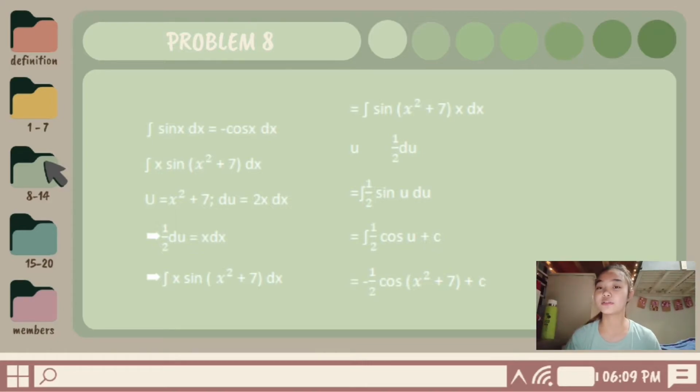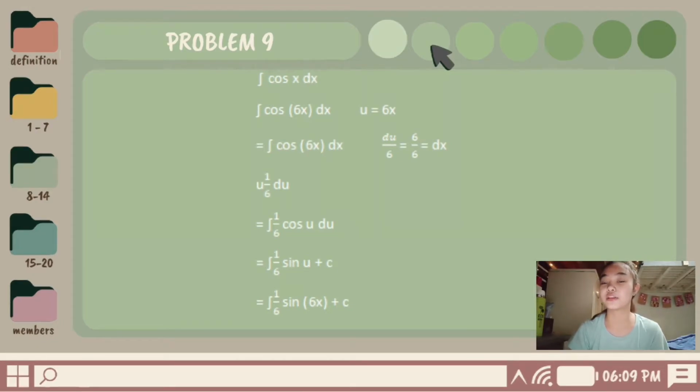Next, take the constant out and it will be 1/2 multiplied by the integral of sine of u. Since we all know that the integral of sine x will always be negative cosine x, our final answer will be negative 1/2 cosine of the quantity x squared plus 7 plus c, since we have to take back the original inside function from the U-Substitution.